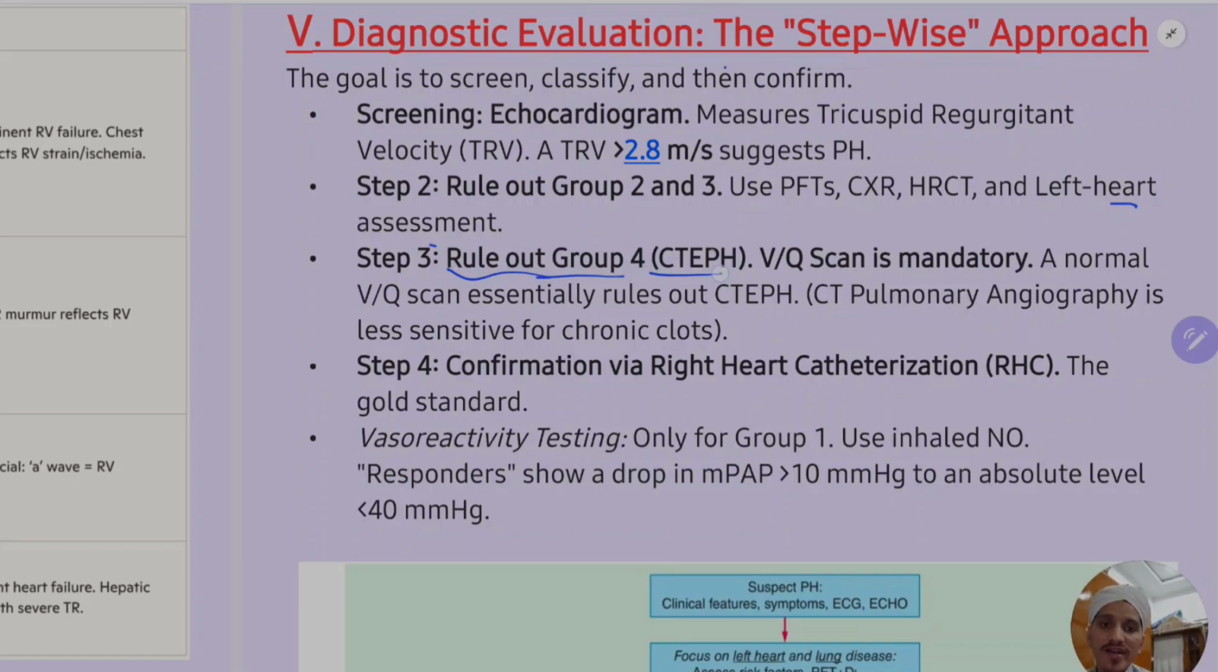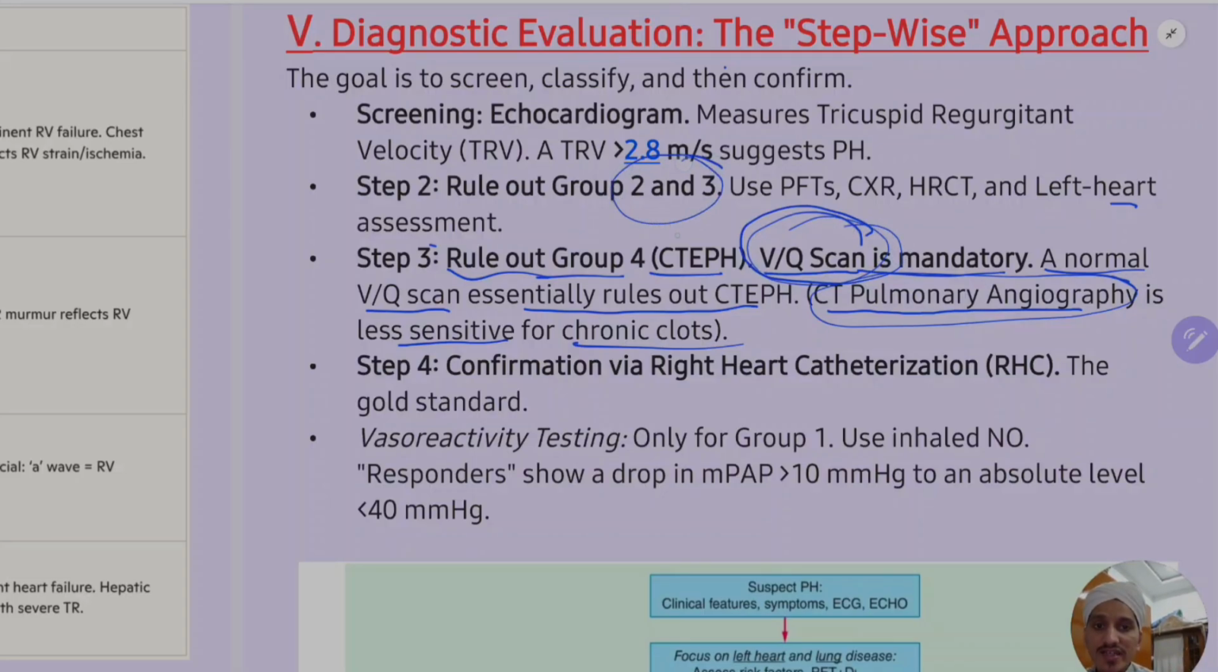What is group 4? Chronic thromboembolic pulmonary hypertension. So for this, ventilation perfusion scan is mandatory. A normal V/Q scan essentially rules out chronic thromboembolic pulmonary hypertension, CTEPH. CT pulmonary angiography can also be used, but it is less sensitive for chronic clots. So either you can have V/Q scan or CT pulmonary angiography, but V/Q scan is mandatory to rule out this CTEPH.